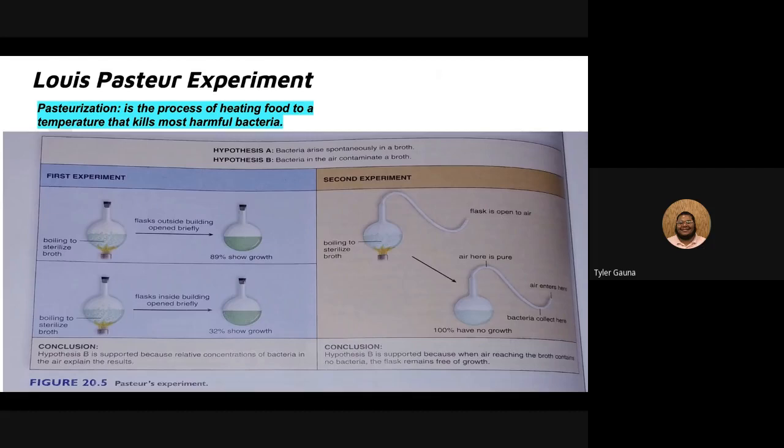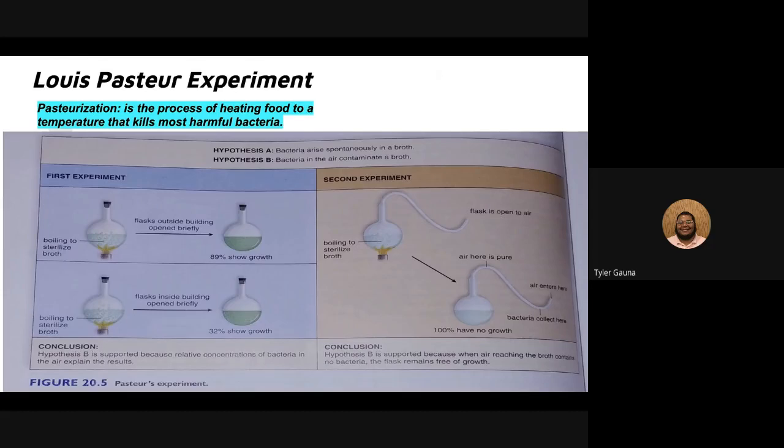Then he boiled to sterilize the broth and the flask was opened briefly again inside of a building. There was 32 percent show of growth. So his conclusion, well, let's talk about the second experiment. In his second experiment, he sterilized the broth and he left the flask open to the air.